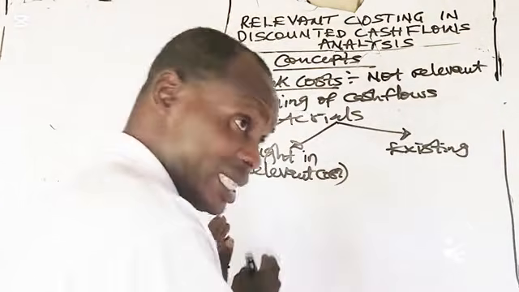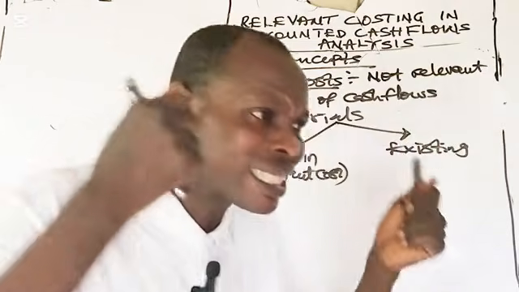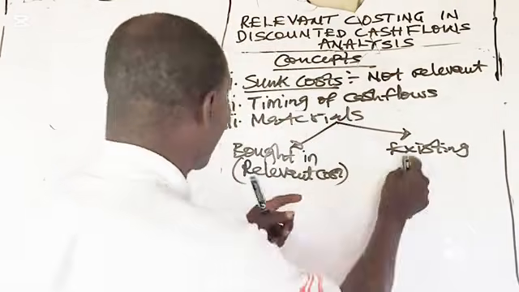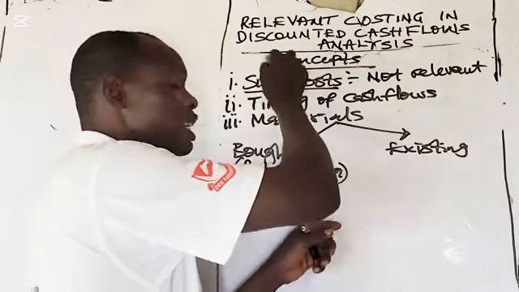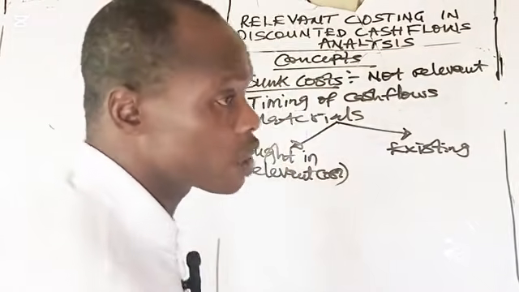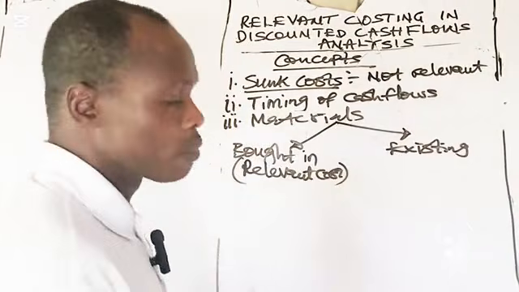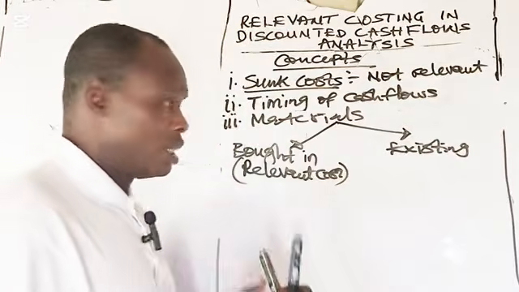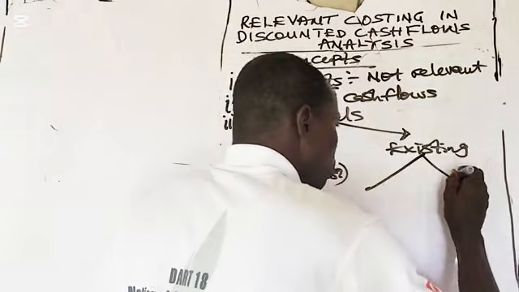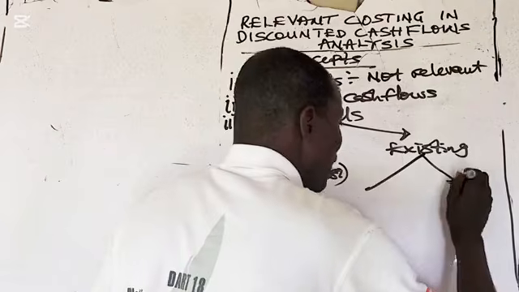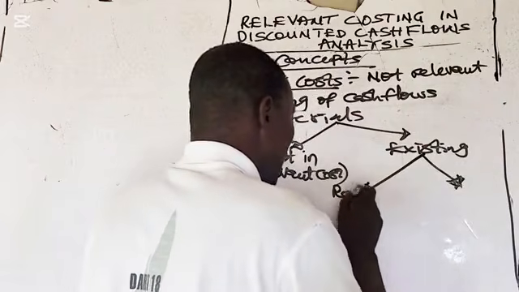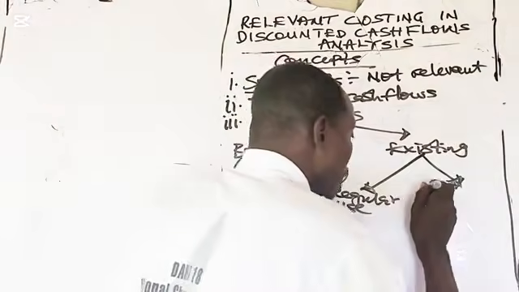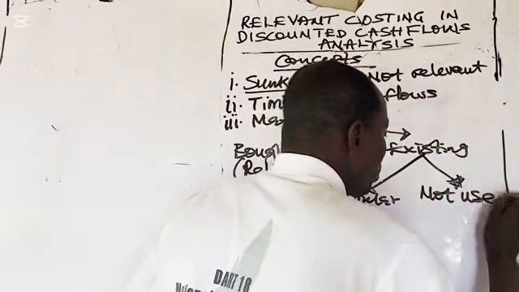That is existing. So the cost at the time of purchase of this material has been incurred in the past. Since that cost has been incurred in the past, it is therefore a sunk cost. And I've told you that sunk costs are not relevant. So now, in determining the relevant cost of an existing material, we will look at it from two angles. Number one, we have regular use materials. And number two, we have materials not used regularly.